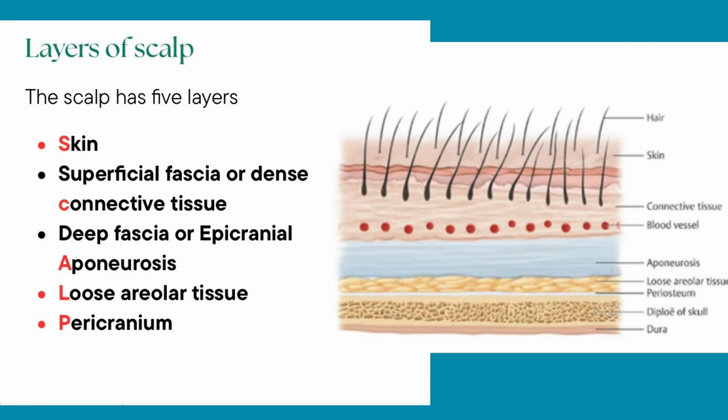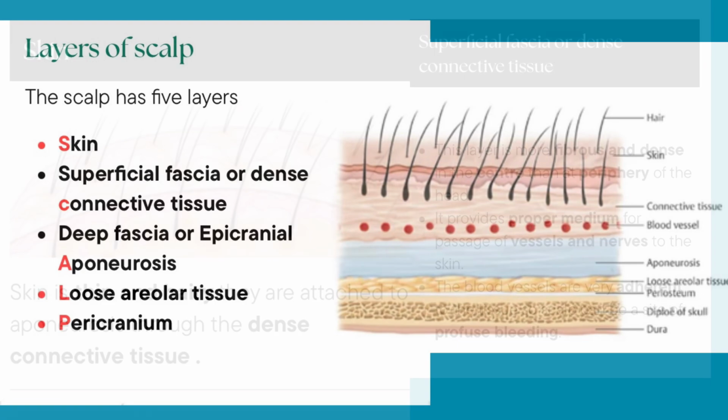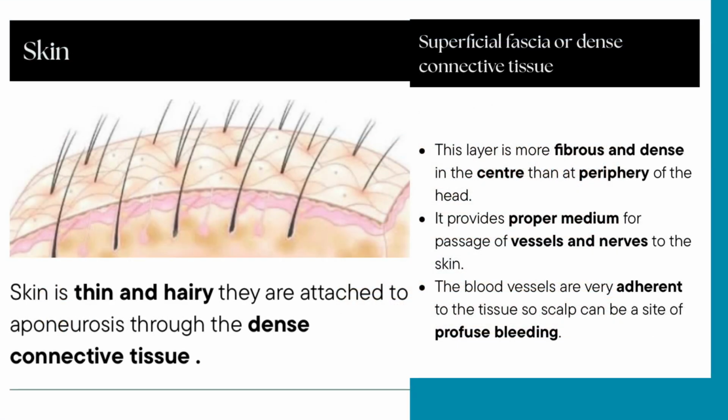The scalp has 5 layers: skin, superficial fascia or dense connective tissue, deep fascia or epicranial aponeurosis, loose areolar tissue, and pericranium. The first layer is skin. Skin is thin and hairy. They are attached to the epicranial aponeurosis through the dense connective tissue.